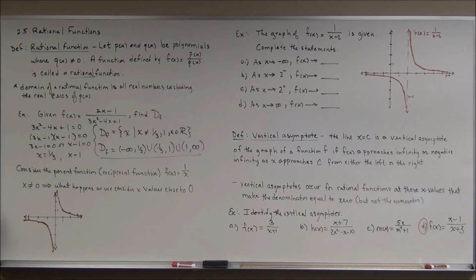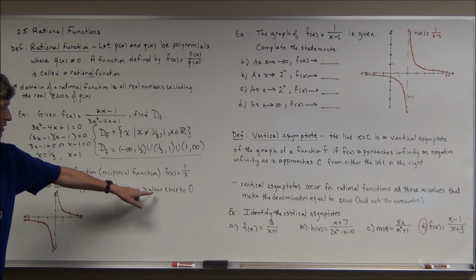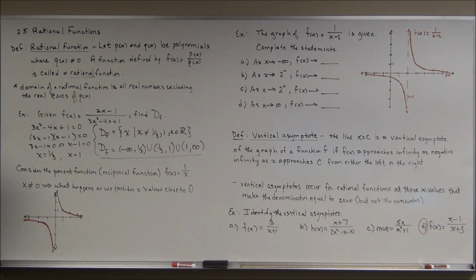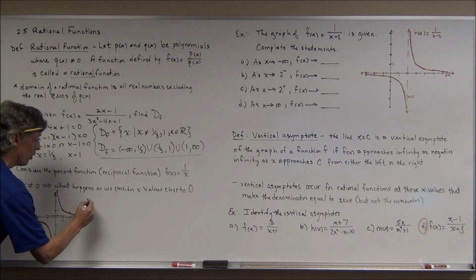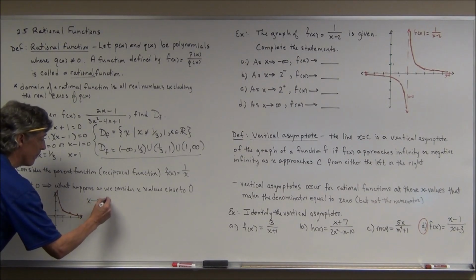Now I have the parent function of the rational functions, which in the textbook is called the reciprocal function, f of x equaling 1 over x. And of course x can't be 0. But what we would be interested in seeing is what happens as we consider x values that are close to 0. Now to get close to 0, since it can't equal 0, I would either approach 0 from the positive side or I'd approach 0 from the negative side. To indicate that, I'm going to say x is going to approach 0 from the positive side.